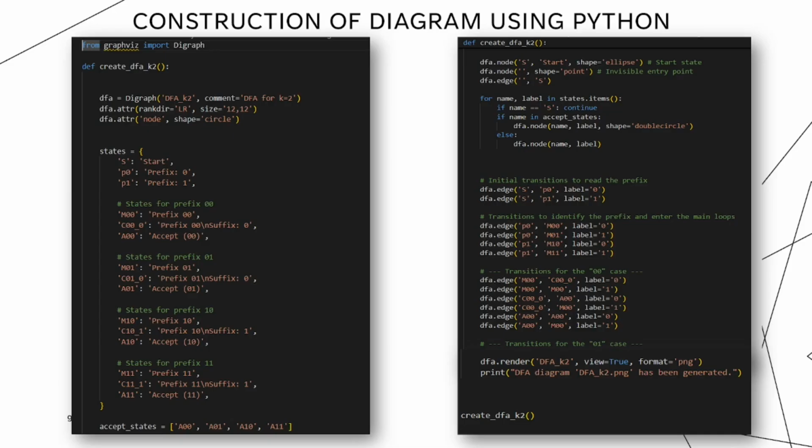From there on, we have the start entry point, which has the label for start, and then the name label for each state. Then it moves into reading the transition state when it initially starts the graph, and moving from there, it identifies the prefix and enters the main loop. Similarly, it has a transition for each specific case, from 00 to 11, and then finally it renders the DFA graph in PNG format as an output.